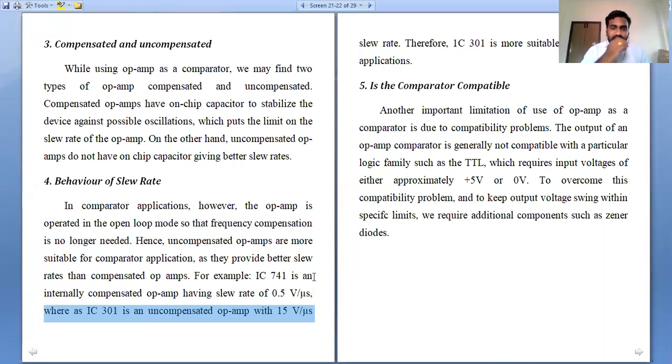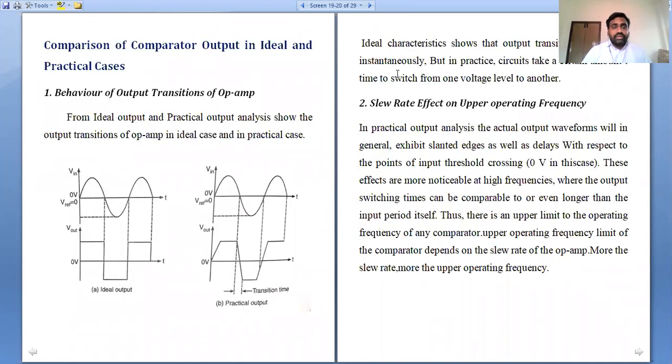So for comparator applications, we use the IC 301, which has a high slew rate. The second important characteristic is: is our comparator compatible? Up to now in our context, we discussed the behavior of the operational amplifier. We observed the transition time, or transition drift, and next we have seen the behavior of slew rate and upper operating frequencies.